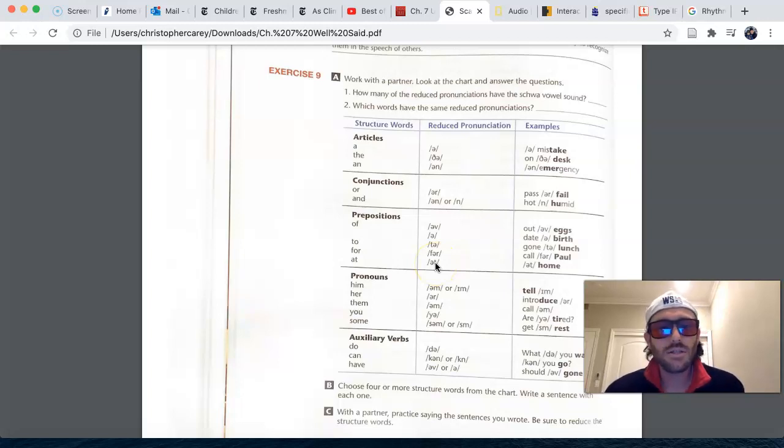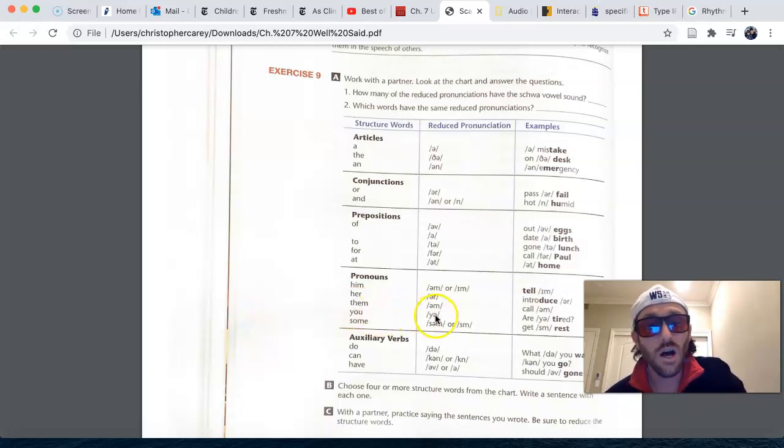Pronouns, let's take a look at those. Those are really reduced. Him is reduced to im. Don't hear the H consonant sound. Tell him. Her, introducer. Consonant sound H is reduced. Them, call them. Very, very common. These pronouns, the initial consonant sound is omitted entirely.